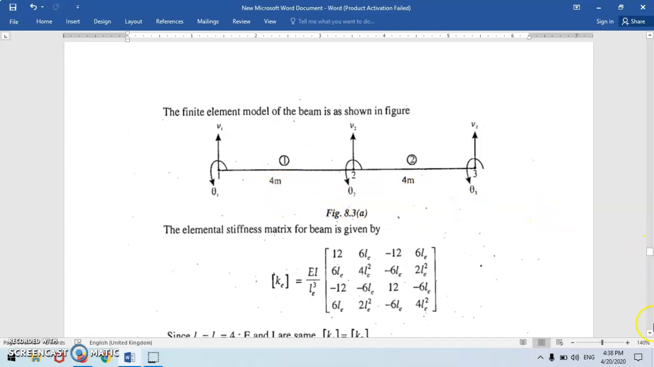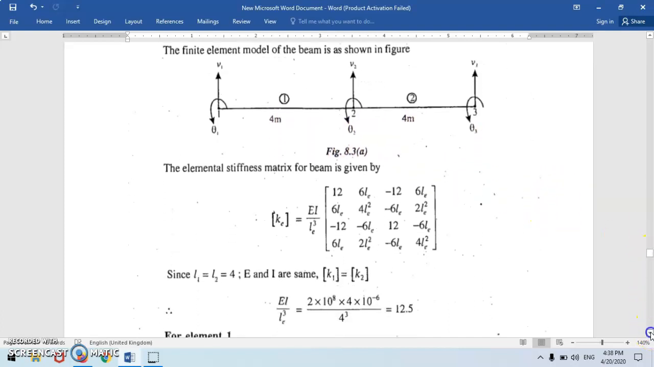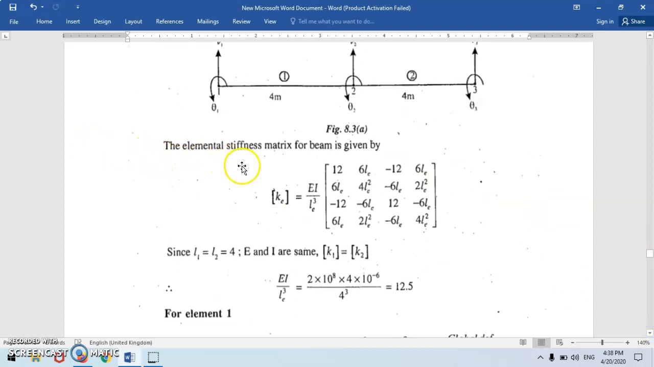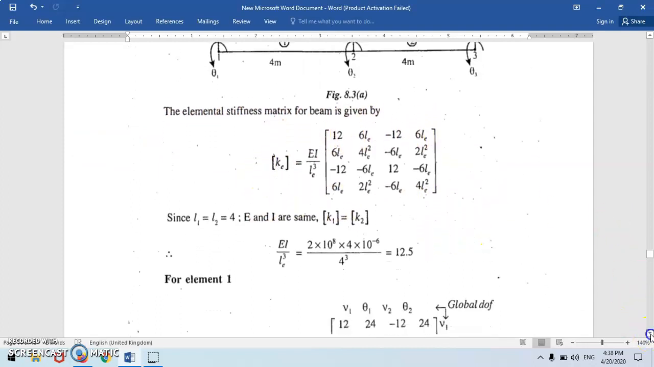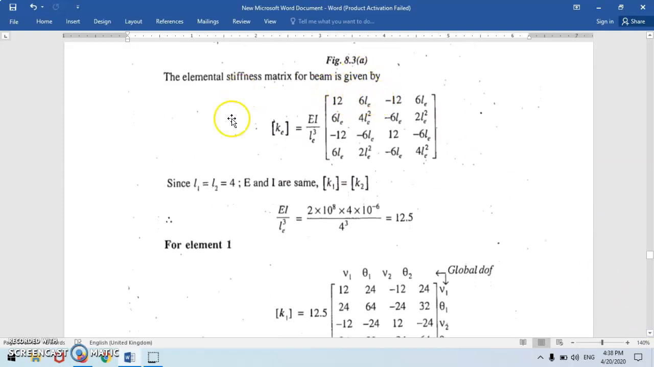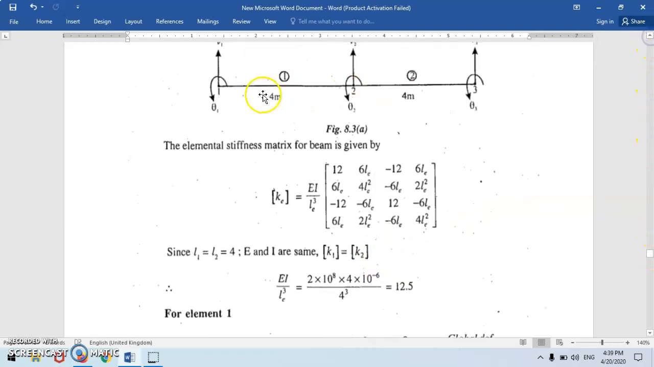Clear? The next second step is to find the elemental stiffness matrix. This is the equation which we have derived already. If you go through the videos you will get this. What is required is EI, E is given, I is given, LE is also known. So you need to find K1 and K2, because there are two elements here, element 1 and element 2.